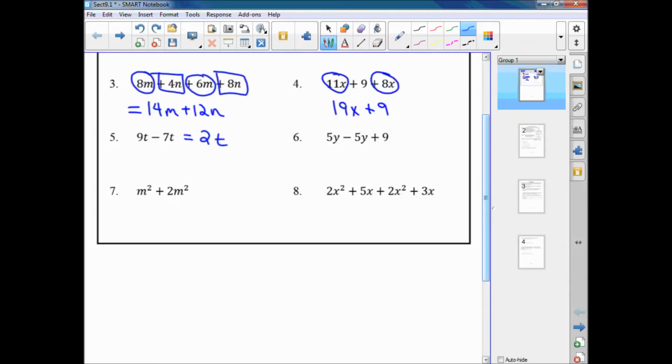And number 6, we have only a 9 left by itself, so we put the 9 here. 5y minus 5y will go away. And in number 7, these are m squareds, both of them, so we can combine them. But remember, there's a 1 in front, so that's 1 plus 2 for 3, and put the m squared back. In number 8, we have 2x squared plus 2x squared, so that's going to be 4x squared. And then 5x plus 3x is equal to 8x.